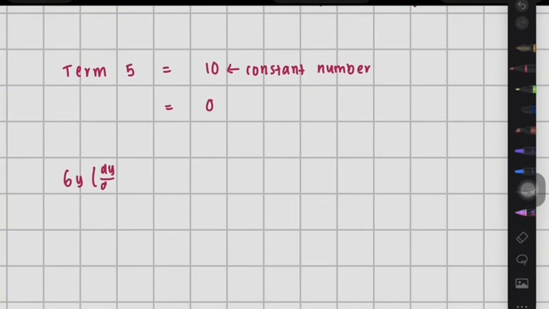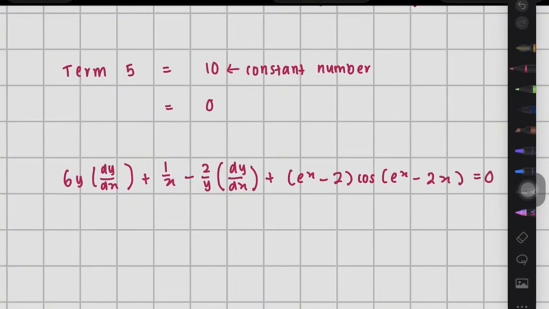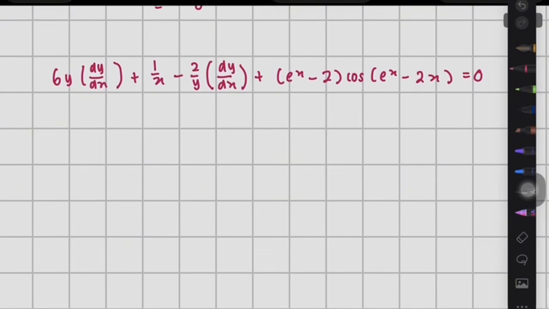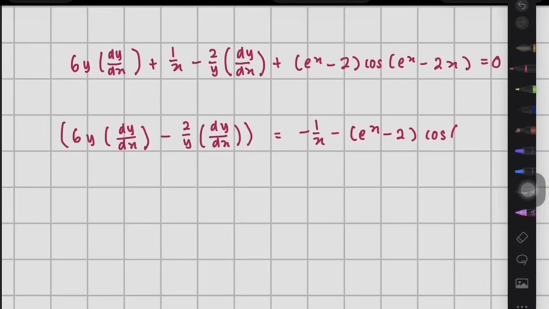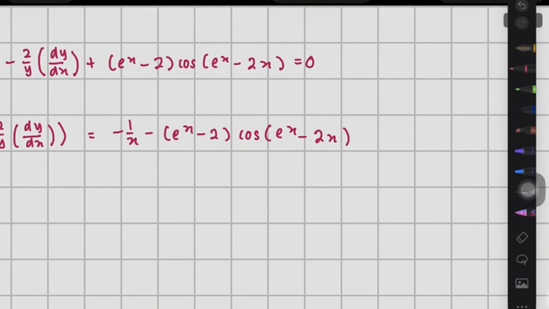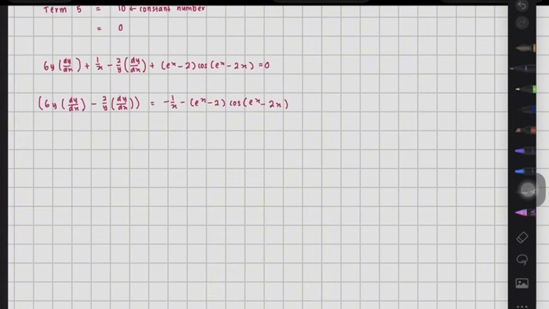6y times dy dx plus 1 over x minus 2y times dy dx plus e to the power of x minus 2 cos e to the power of x minus 2x equals 0. To find dy dx, we put all the terms with dy dx on the left and everything else on the right. So 6y times dy dx minus 2y times dy dx equals negative 1 over x, negative e to the power of x minus 2 cos e to the power of x minus 2x.